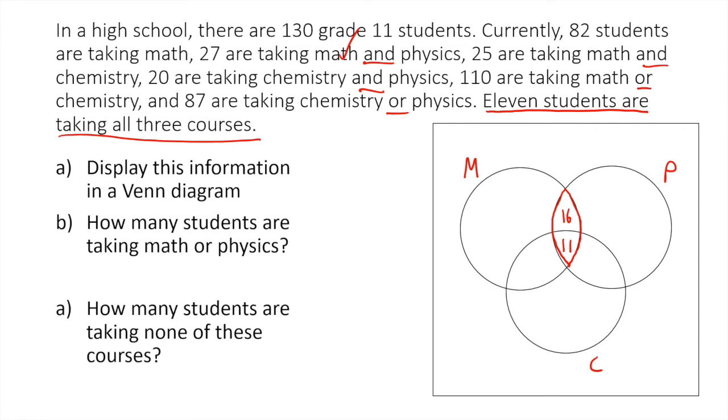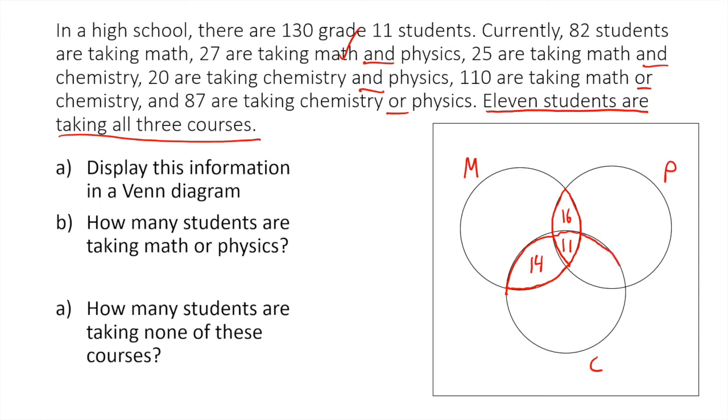The math and chemistry is this overlap right here. We know that there are 25 students taking math and chemistry, 11 are taking all 3. We want just math and chemistry only. That's 25 minus 11, which is 14.